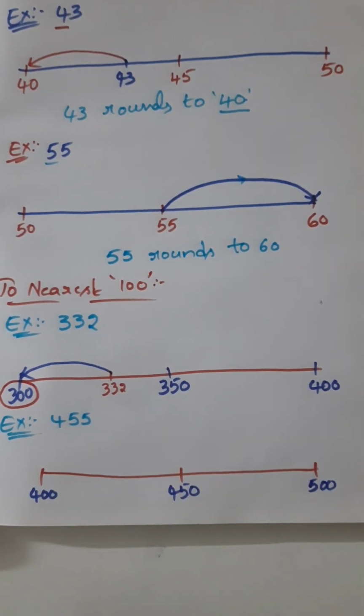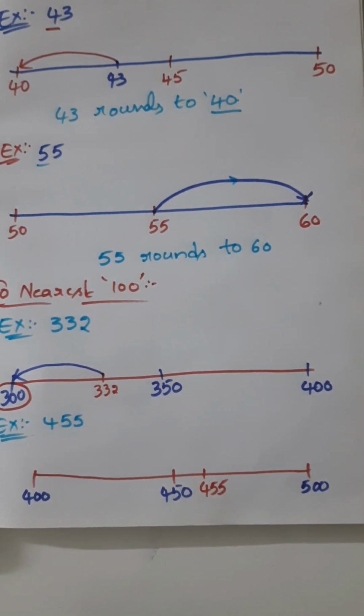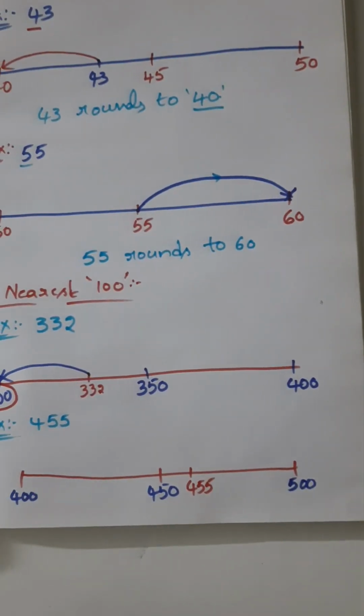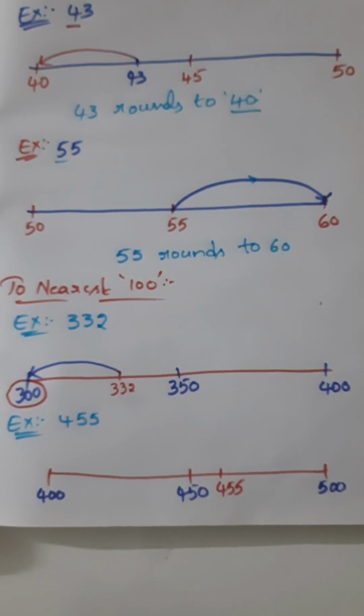Now see where the number 455 lies. It lies between 450 and 500. Mark it down. So now tell me which side we have to round it to. We have to round it to 500, because the number 455 is nearest to 500. It is after the midway number. So we are rounding it to 500. 455 rounds to 500.